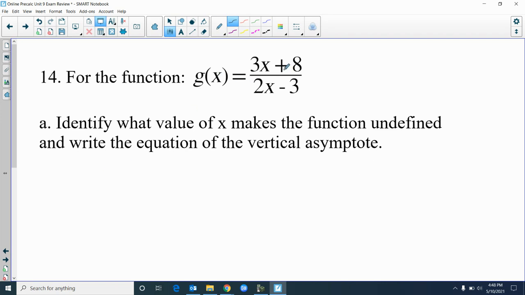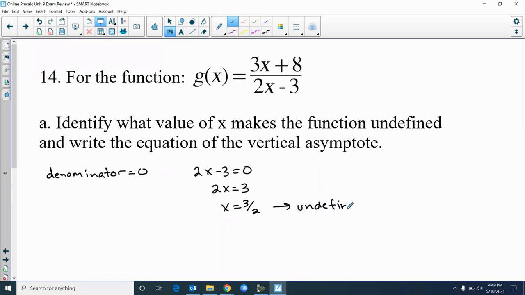Okay, for the function g of x equals 3x plus 8 over 2x minus 3, identify what values of x make the function undefined. All right, it's undefined when the denominator equals 0. So when 2x minus 3 equals 0, which means 2x equals 3 and x equals 3 halves, that means you get a 0 in the denominator. You're not allowed to divide by 0, undefined. So that means x equals 3 halves, undefined.